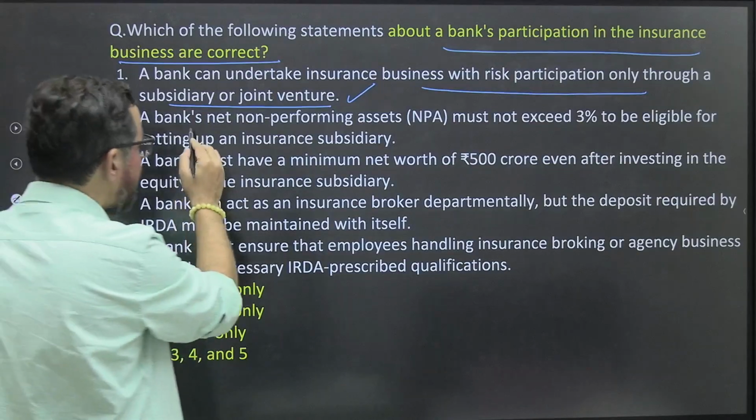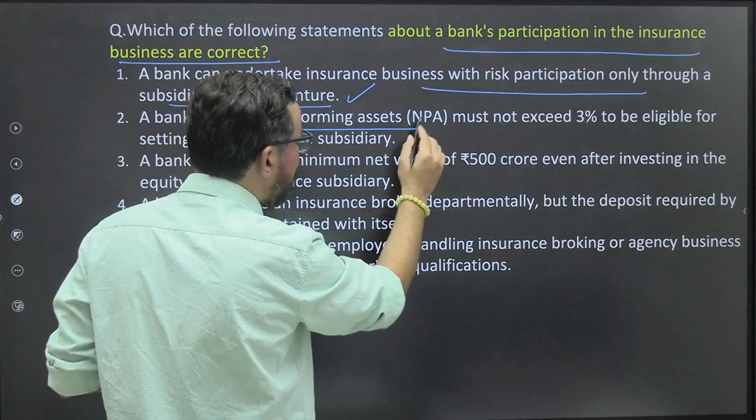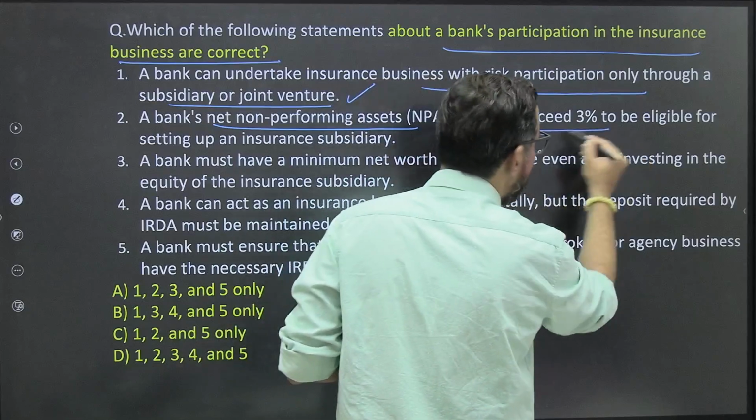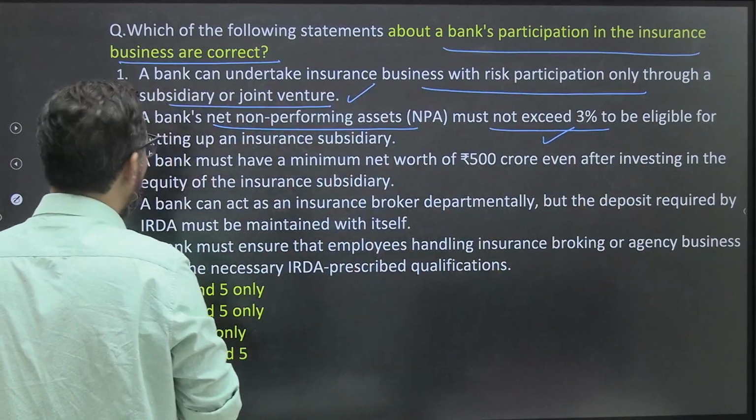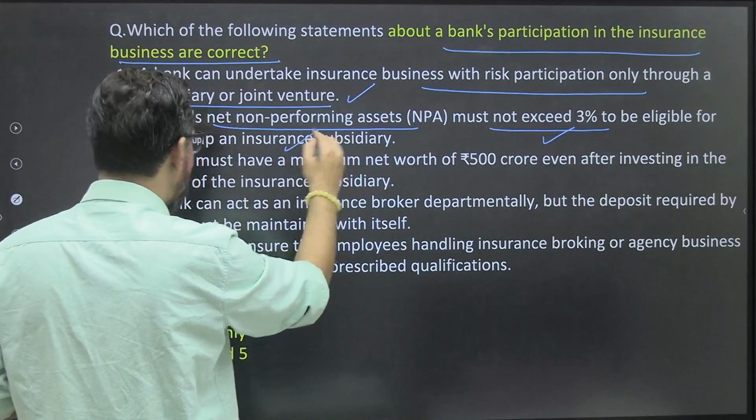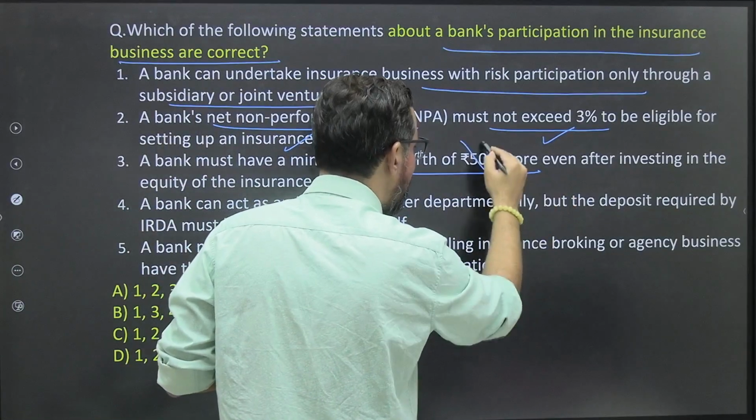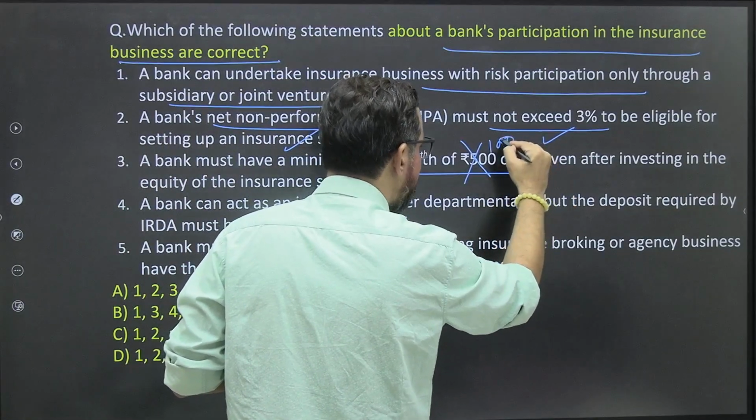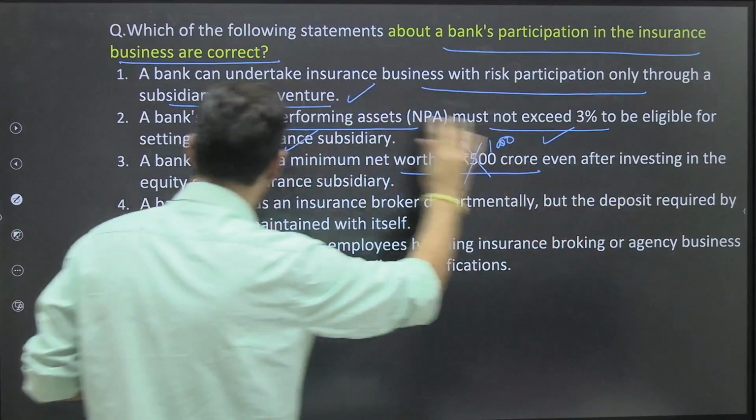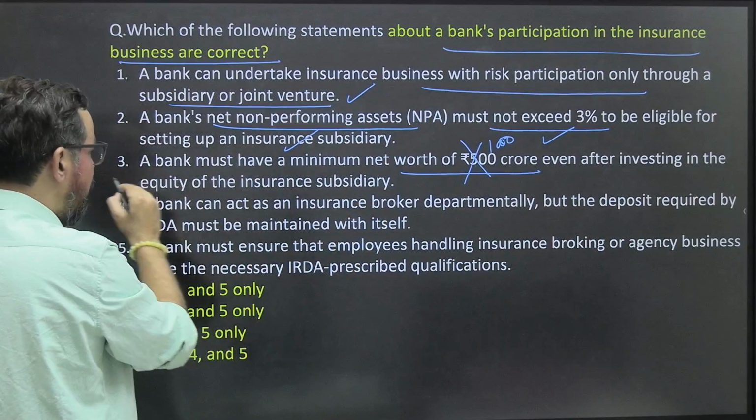A bank's net non-performing asset must not exceed 3% to be eligible for starting up an insurance subsidiary? True. A bank must have minimum net worth of 500 crore. No. Here also it is 1000 crores, 1000 crores आपका even after investing in the equity. No. So आपका this is wrong.